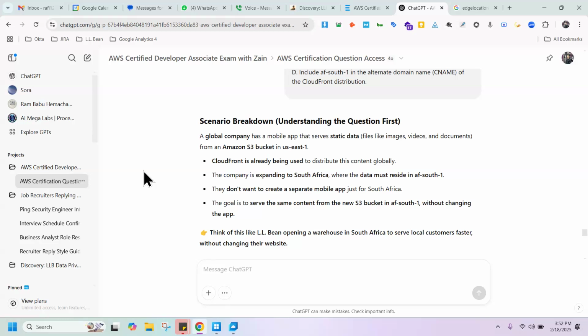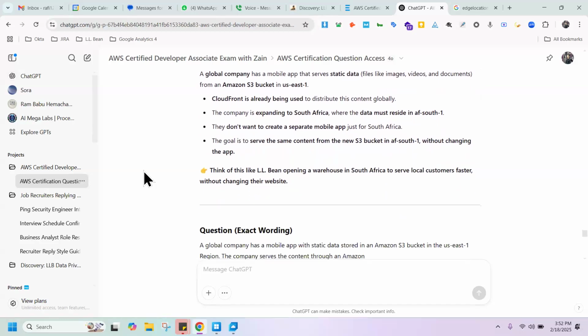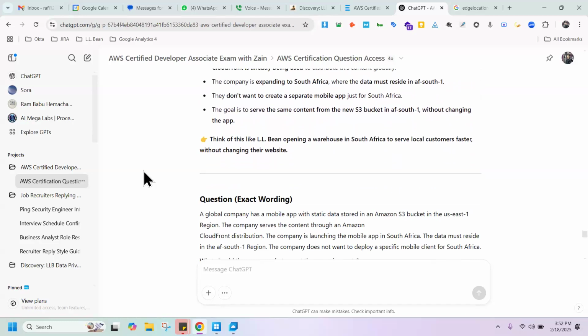Simple as that, right? Yep. They don't want to create several mobile apps. The goal is to serve the same content from the S3 bucket in South Africa without changing the app. Think of this like L.L.Bean opening a warehouse in South Africa to serve local customers faster without changing their website.